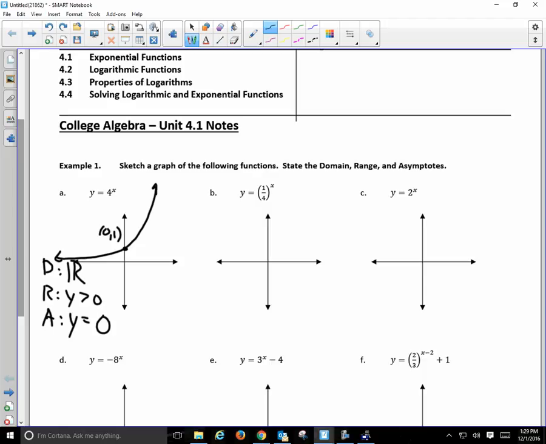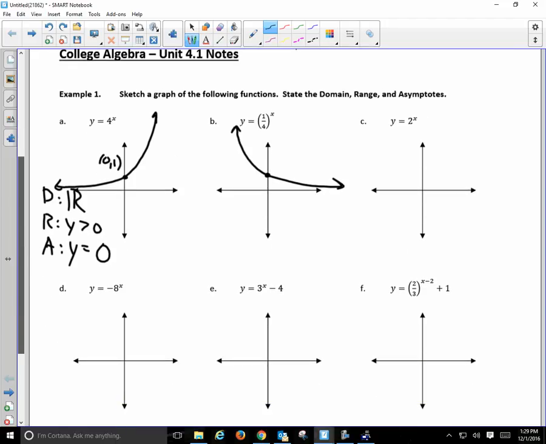How will B look different than A? Okay. It'll start up and it'll finish down, because it is truly y equals 4 to the negative x. That's the graph. And so it creates that horizontal flip. So again, I have a domain of all real numbers, I have a range of y greater than 0, and I have an asymptote, again, of y is equal to 0.